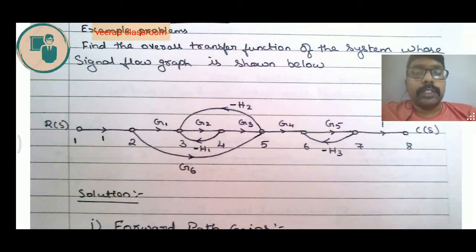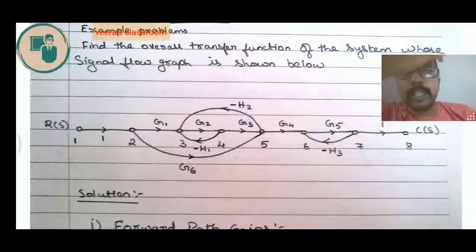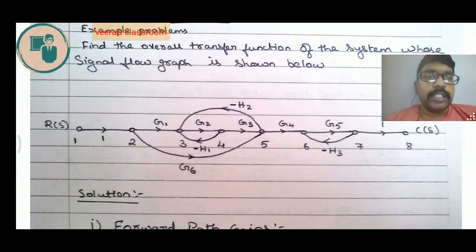In the first loop, that is H1, we'll consider H1. It starts from node 3, goes through G2, goes to node 4. From node 4 it comes to node 3. So it is an individual loop. If asked to find the gain of this individual loop, it is just a multiplication of G2 and minus H1. So this is one individual loop. When you go to the second loop, that is 6 and 7, it starts from 6, goes to 7, comes back to 6. So it is individual loop 2. The multiplication of these two terms will give the gain of the second individual loop, that is G5 into minus H3.